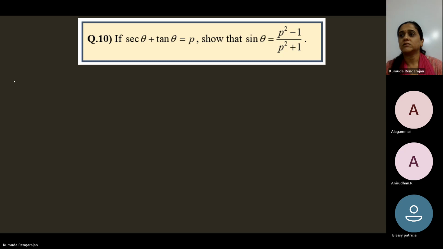Okay. So you'll have to show that sine theta is equal to p square minus 1 by p square plus 1.